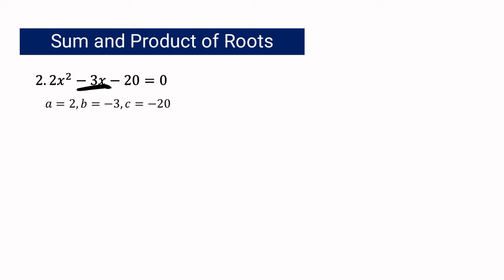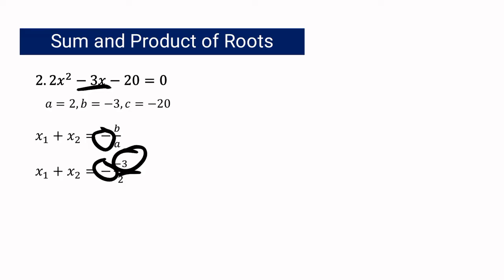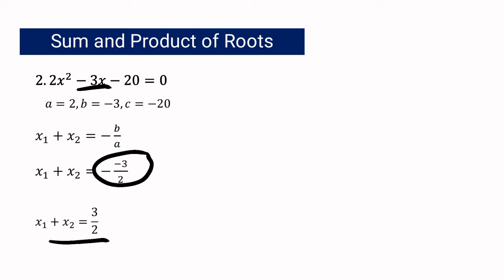Next, you are going to use the ratio to get the sum. That's negative b over a. So our b is negative. Take note, we have a constant negative here. So we have negative and the value of b is negative 3 and the value of a is 2. And if we are going to simplify this expression, then our sum will be 3 over 2.